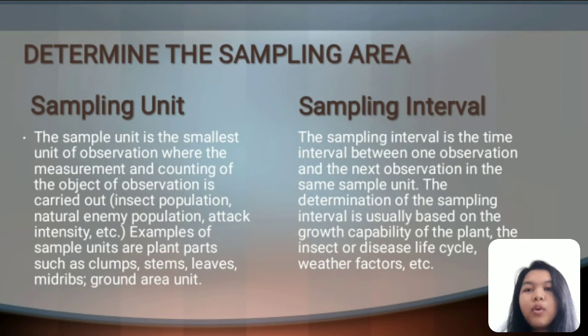Sampling unit is the smallest unit of observation where the measurement and counting of the object of observation is carried out. Examples of sample unit are plant parts such as clumps, stems, leaves, midribs, and ground area unit. The sampling interval is the interval between one observation and the next observation in the same sample unit. For example, it depends on the growth capability of the plant, insect or disease life cycle, and weather factors, etc.